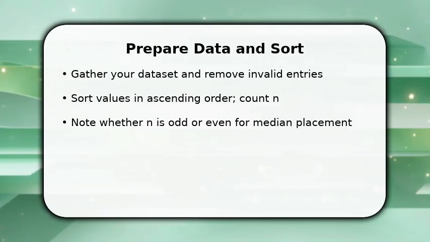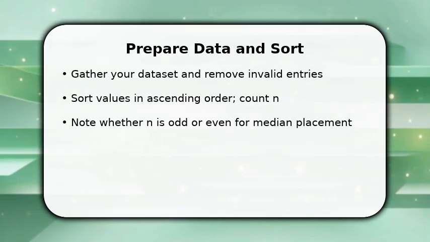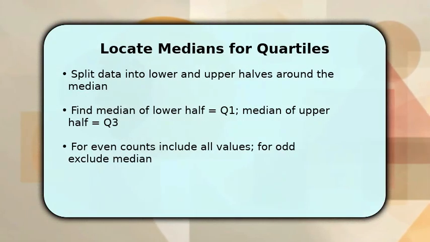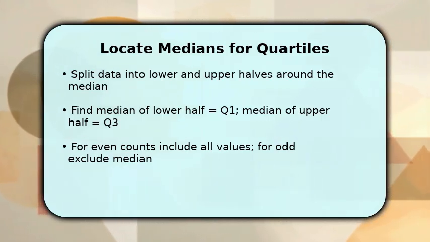Make sure to record positions as ranks. This matters because quartile calculations depend on exact ranks, not just approximate percentiles. Next, split your sorted list into two halves to isolate quartile zones. This division depends on whether n is odd or even.